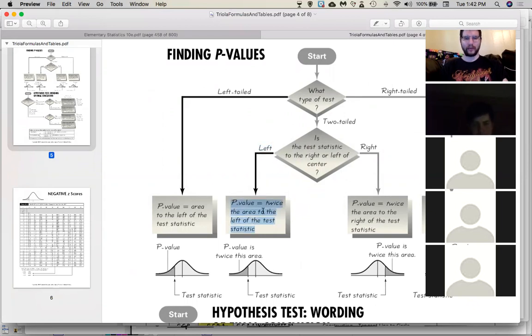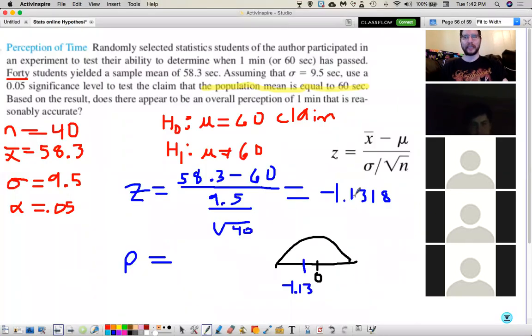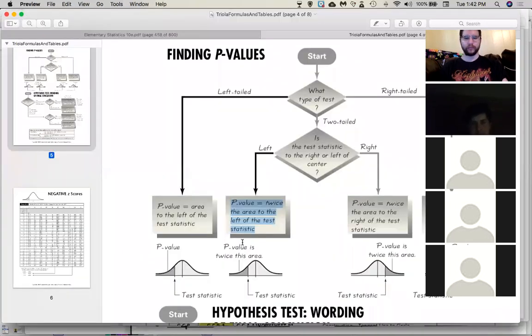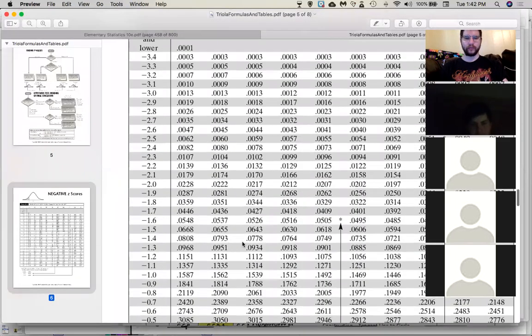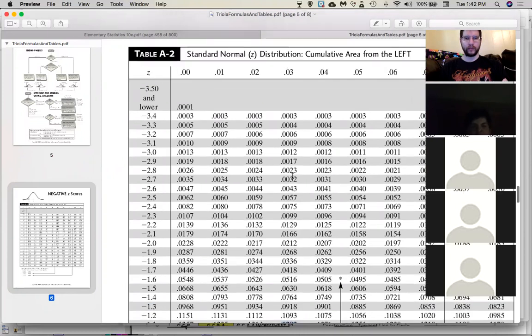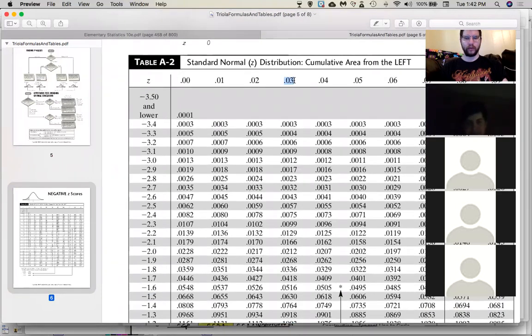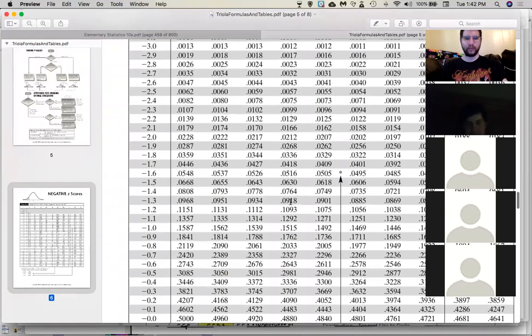Twice the area to the left of the test statistic. We're going to find the area to the left of this and double it. Negative 1.13. Using the chart, negative 1.1, and then 0.03, right here. Negative 1.13, right here. That's it, 0.1292.